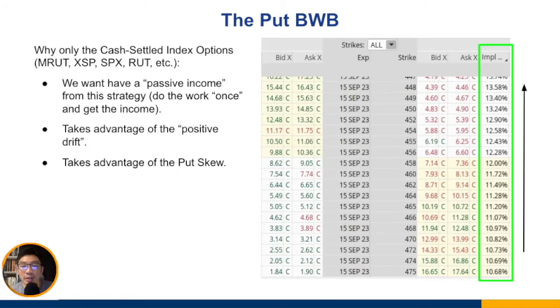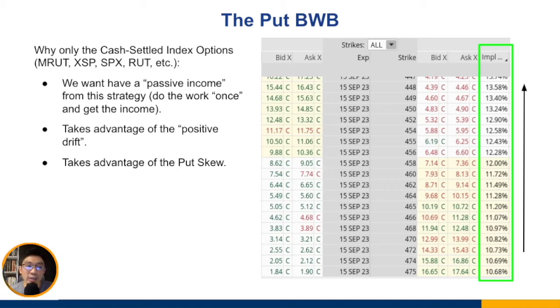The put skew is whereby the lower strikes have a higher implied volatility. Basically, what it means is that you're going to get a higher premium as the strike goes down, which is very good for our put broken wing butterfly. Because what you will notice is that when you construct the put broken wing butterfly compared to the call broken wing butterfly, basically call broken wing butterfly will be on the upside. So it will be on the opposite side of the put broken wing butterfly.